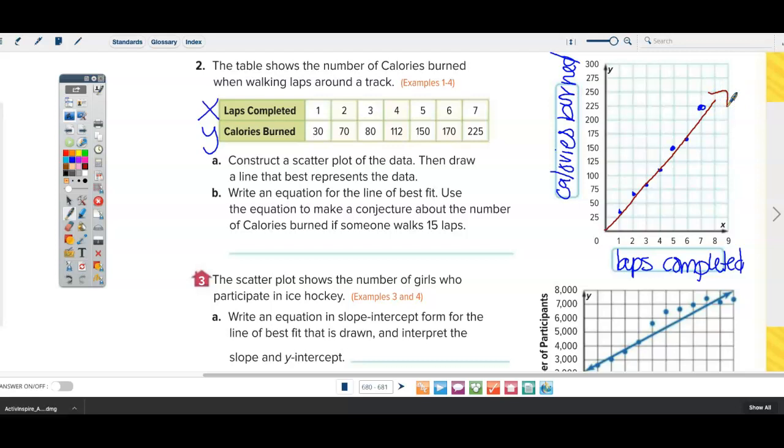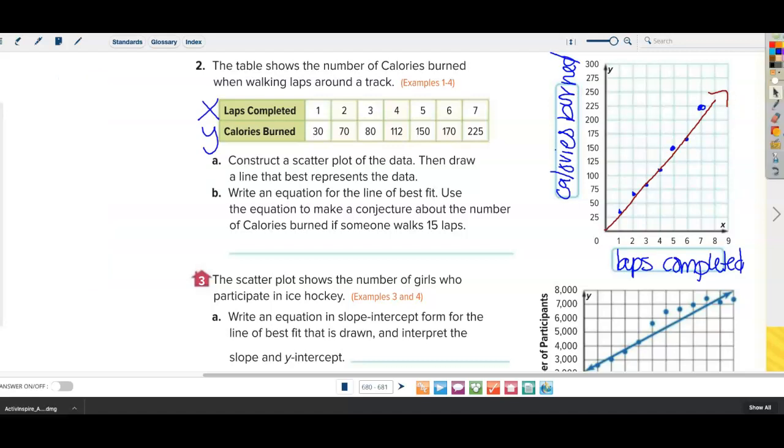And then we're going to use an equation to make a conjecture about the number of calories burned if someone walks 15 laps. All right, so we're going to use those notes that we wrote last week to solve this, to write an equation. So get those out. You might need a scratch piece of paper to show your work on, just because the book doesn't give you a ton of room. But we're going to start with step 1. So step 1, we have to pick 2 easy points on the line of best fit.